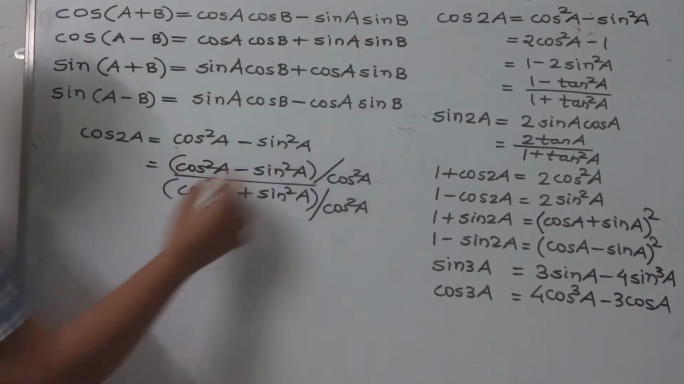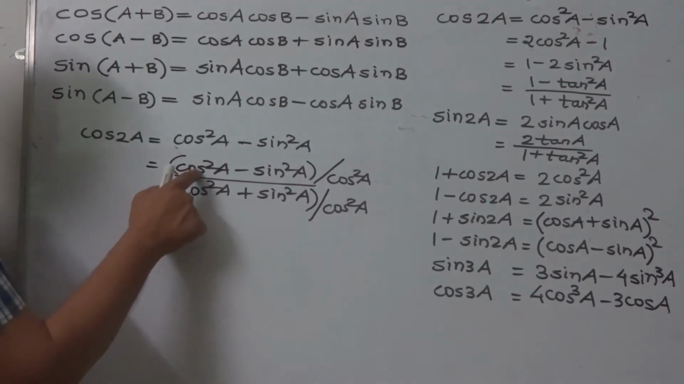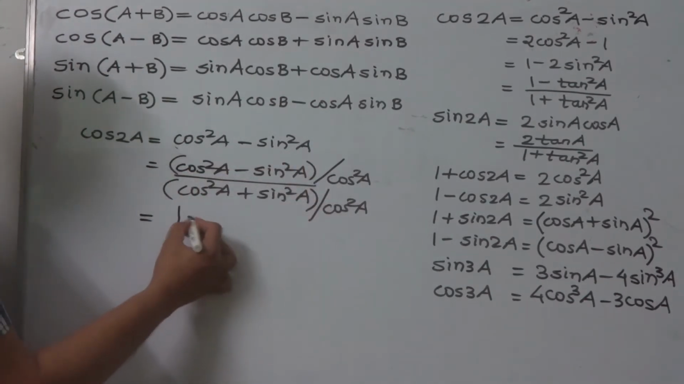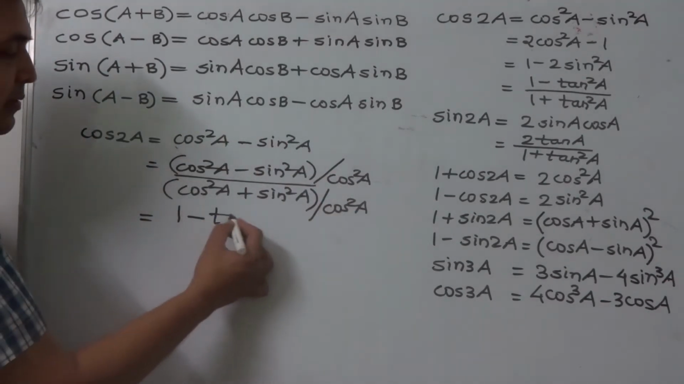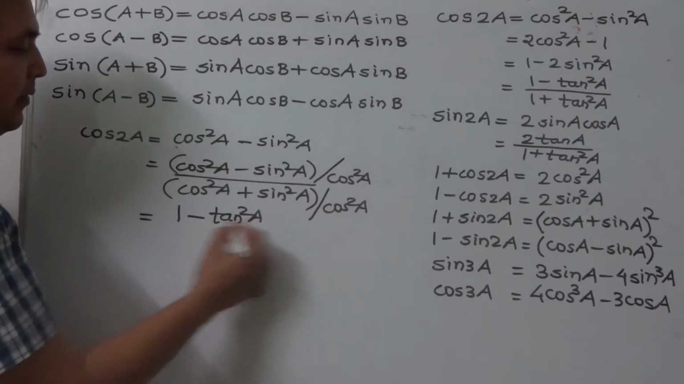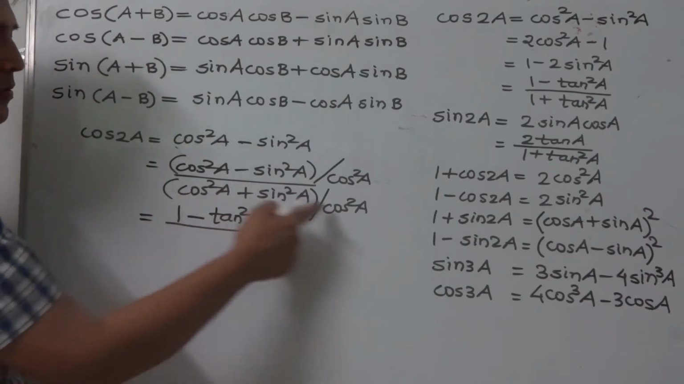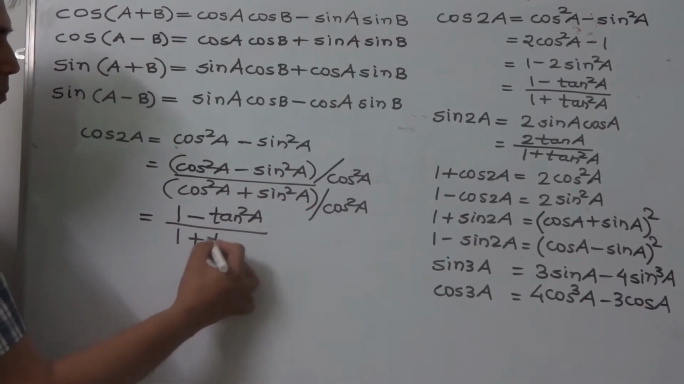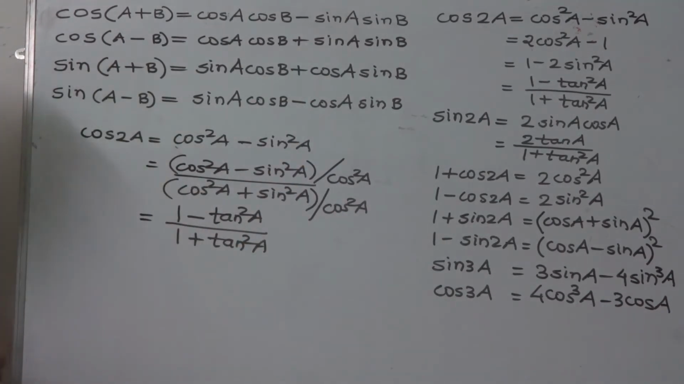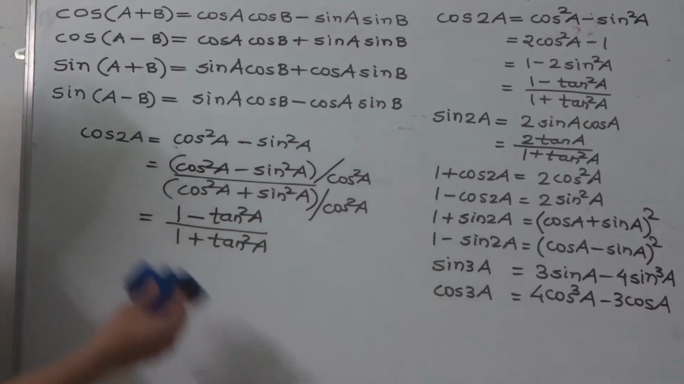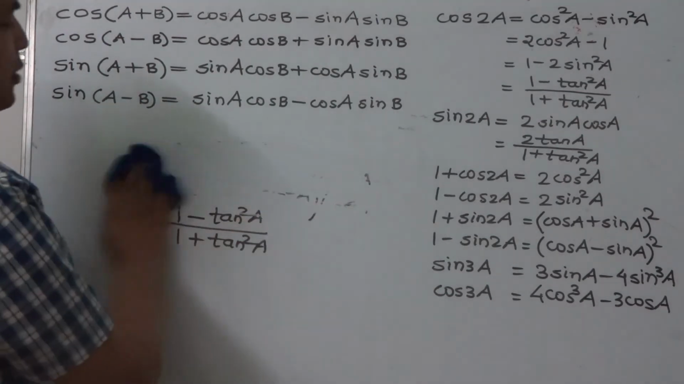Each term we have to divide by cos square a. So cos square a upon cos square a is 1. Sin square a upon cos square a will be tan square a, upon cos square is 1 plus tan square a. So this is the fourth result for cos 2a. Now let us do this for sin 2a.